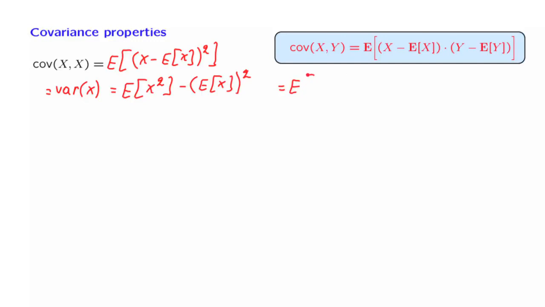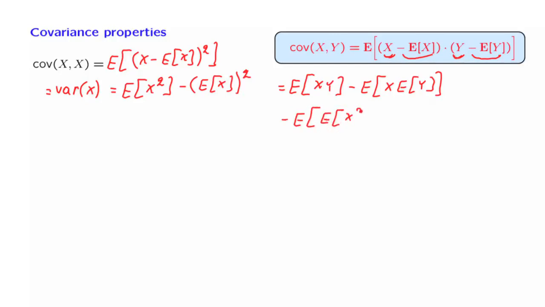We have the expected value of the product of this term with that term, gives us expected value of x times y. Then we take the expected value of the product of this term with that term. And because we have a minus sign, we put it out here. And we have the expected value of x times the expected value of y inside the expectation. The next term is going to be the product of this expected value with y. And that gives us minus the expected value of x times y.